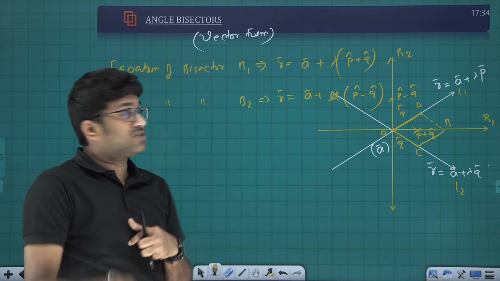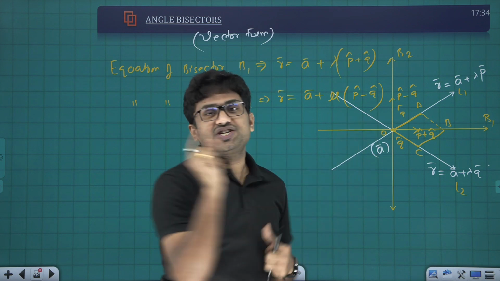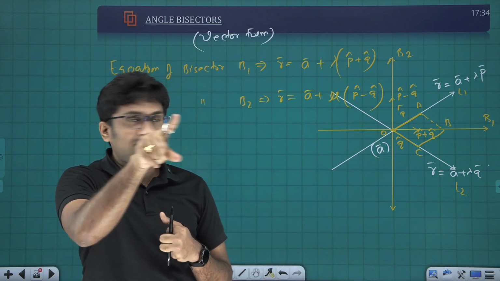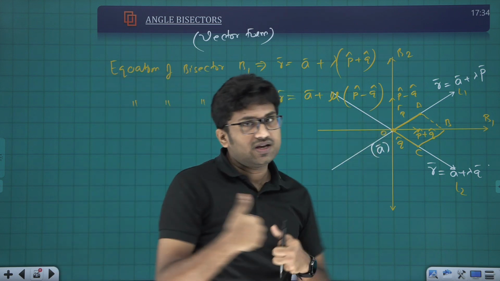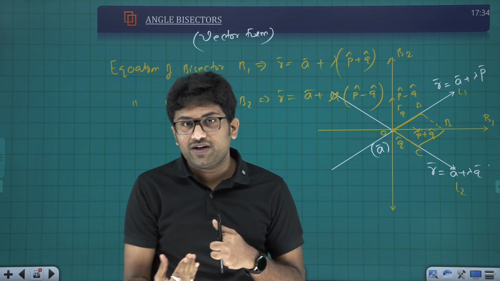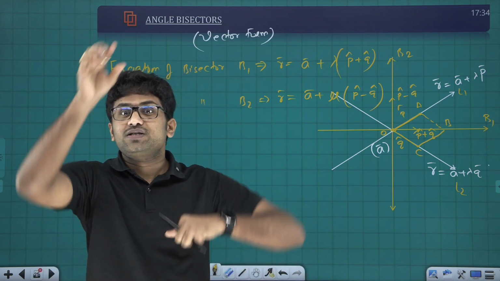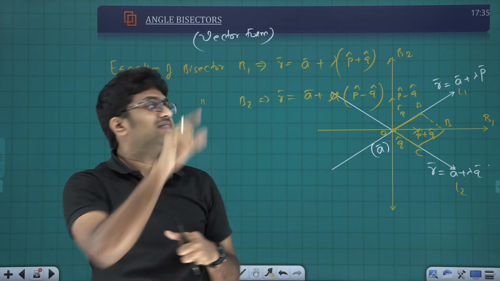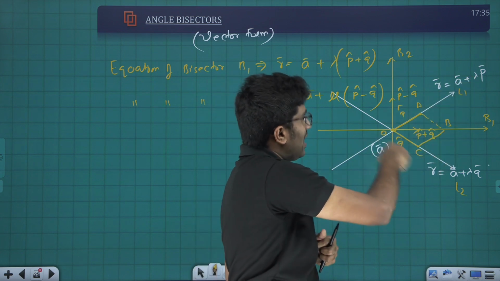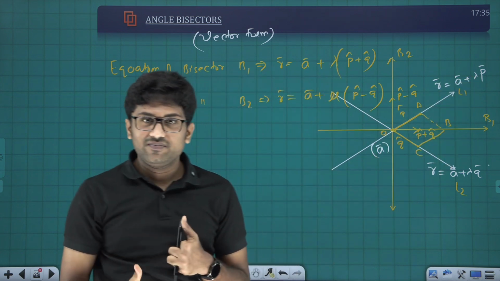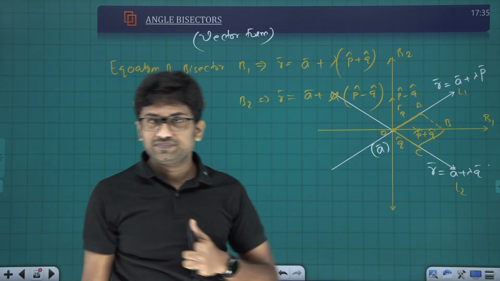So this is the case where the point of intersection is given. If the lines are passing through a point of intersection A, sometimes they won't give you the point of intersection. In that case, what do you do? First you find the point of intersection, then express the lines in this form and then write it in this form. Clear? This is the simplest thing.